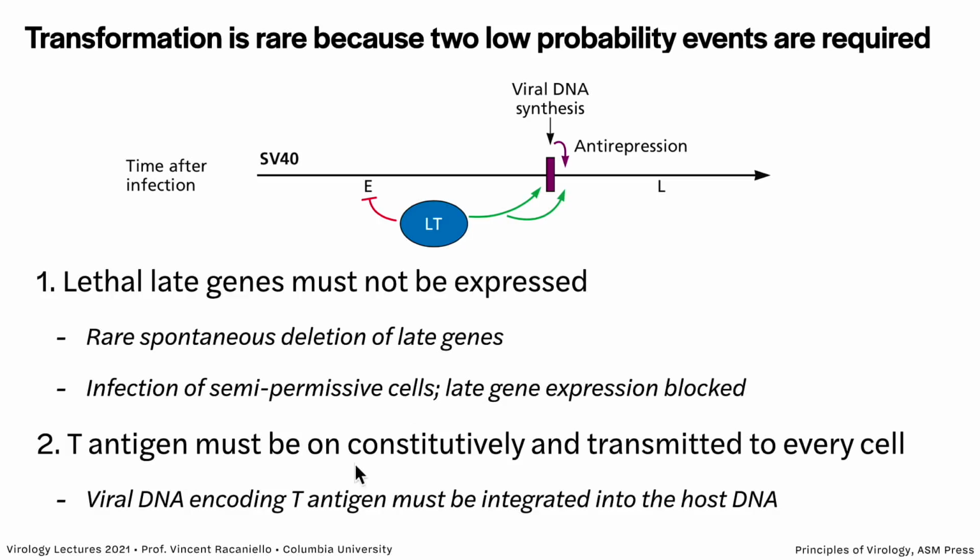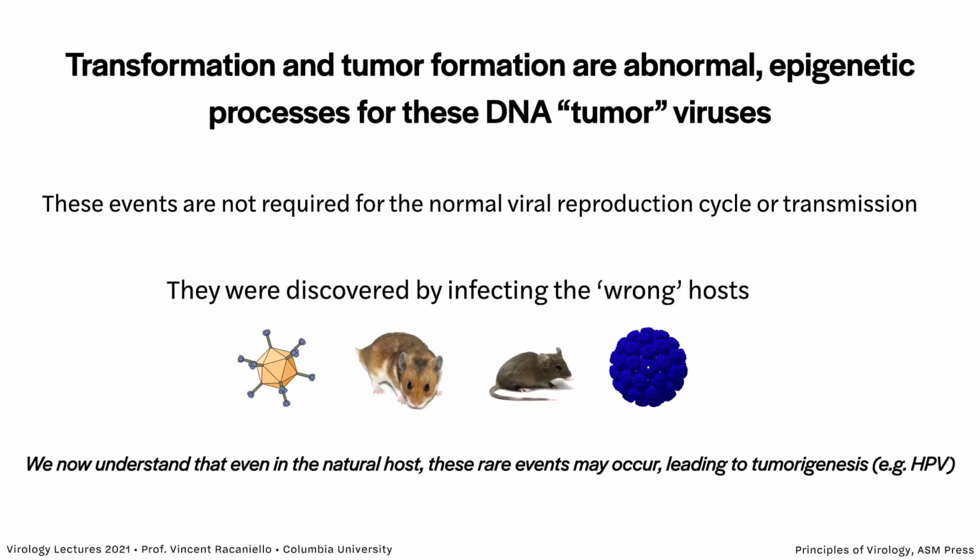So that's one. And secondly, T antigen has to be on all the time. And it has to be in every cell as it divides. And the best way to do that is to be integrated into the host DNA. And both of these events are quite rare. And that's why transformation is rare.